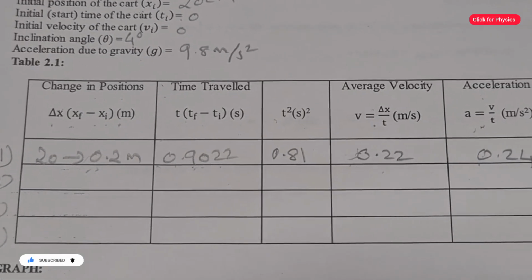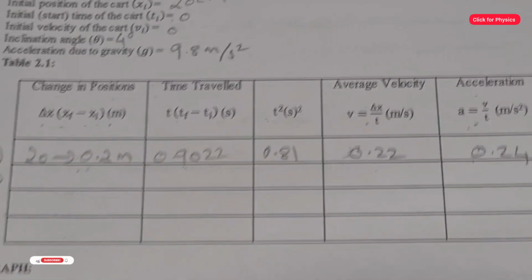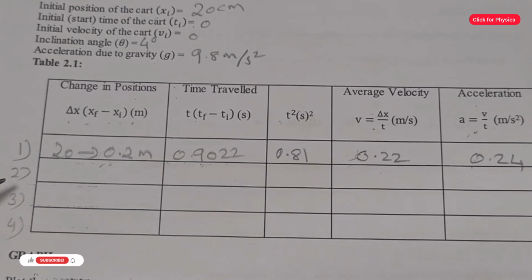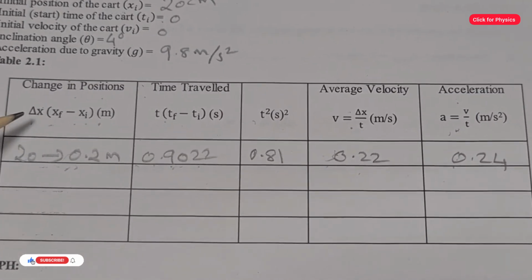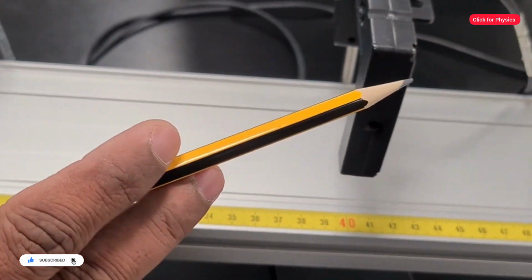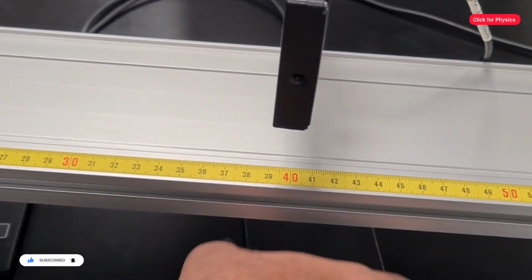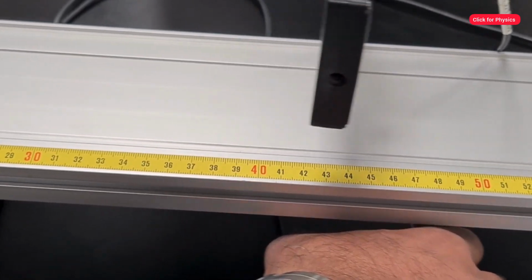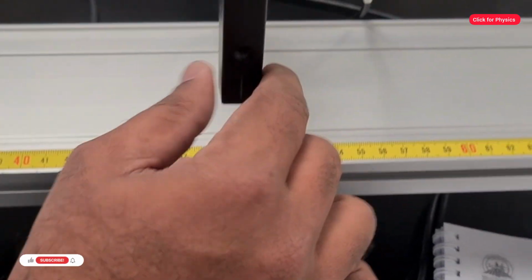Likewise, you have to take the data for the second, third and fourth. How to do it for the second? You can see we fixed the initial position as 20. We fixed the initial position as a constant, and I'm not going to touch anything. Only I'm going to move my second photo gate. So I'm going to move the second photo gate to 50. Clear?